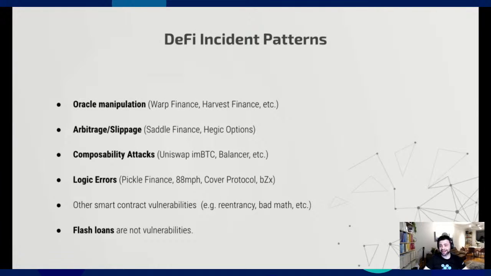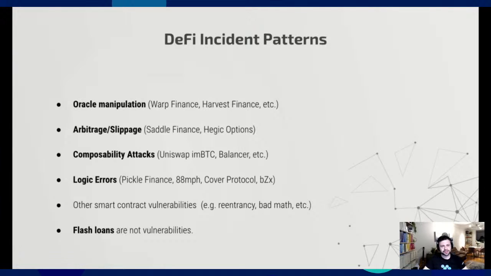Arbitrage and price slippage: Saddle Finance, hedging options, and others found opportunities to quickly extract value with flash loans, which I'll come back to in a sec. Then composability attacks. There are some interactions which people just could not predict. If you imagine that DeFi is all about money Legos, the complexity becomes exponential when you start interacting with a different project and it exhibits some behavior you could never even predict. That was the case with Uniswap and imBTC, where they didn't know how this token was different or how it could cause issues.